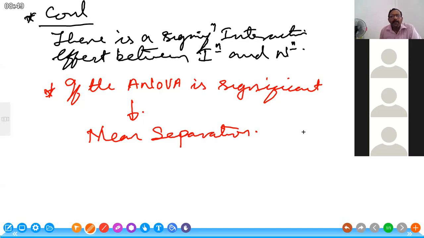Tomorrow I might talk about mean separation, or today I can talk about mean separation with the ANOVA. Only problem is if you don't understand the theory, how am I going to explain? That is a problem.